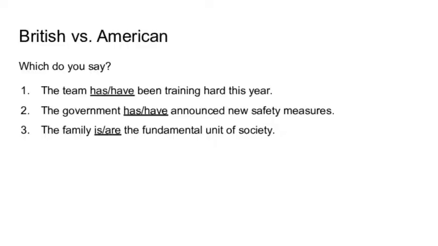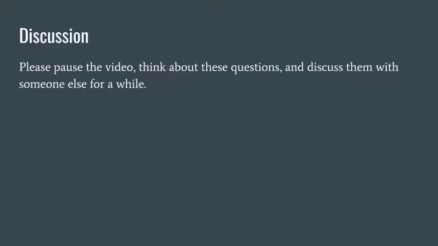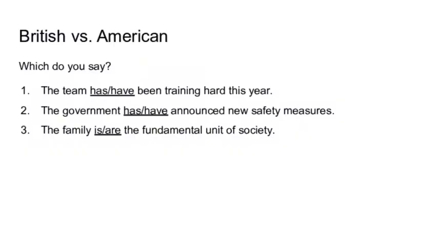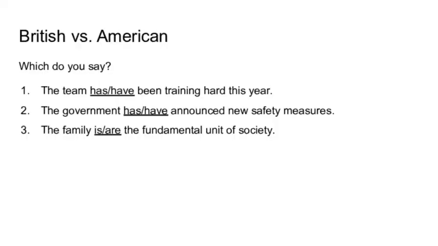Now, what about these differences? I'll give you a hint. These differ between British and American. Which ones sound natural to you? Take a minute and think about these. Okay, as an American, I would treat these as singular nouns. They are singular kind of things. The team has been training, the government has announced something. The family is a fundamental unit.